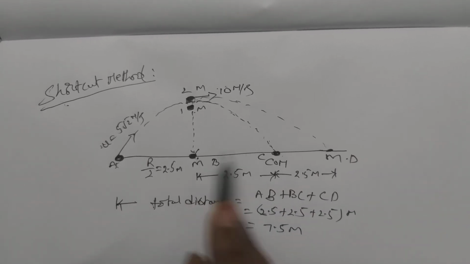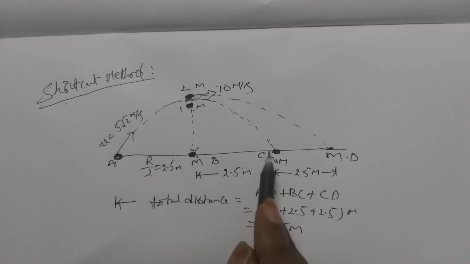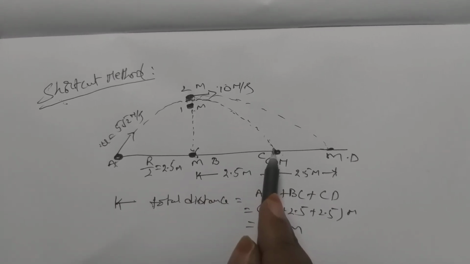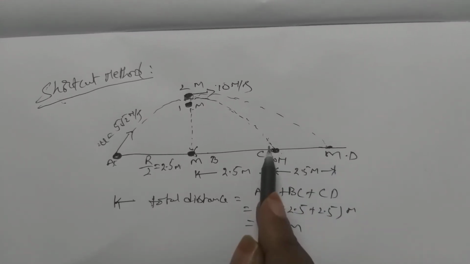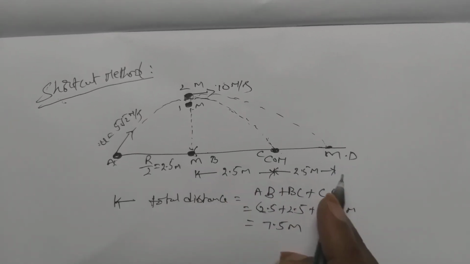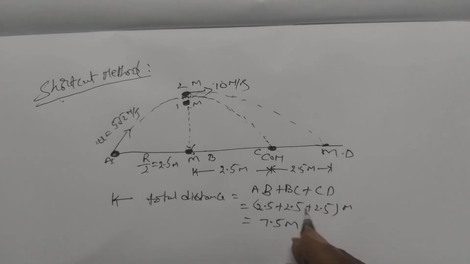Even if the particle masses are not equal, we can use the concept of center of mass and solve. That is, m1 x1 equals m2 x2, that is, the moment of masses about the center of mass should equal 0. Like that also we can solve.